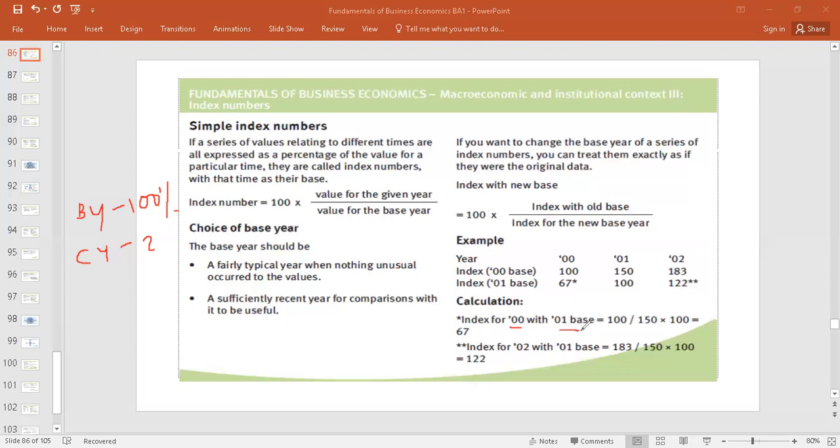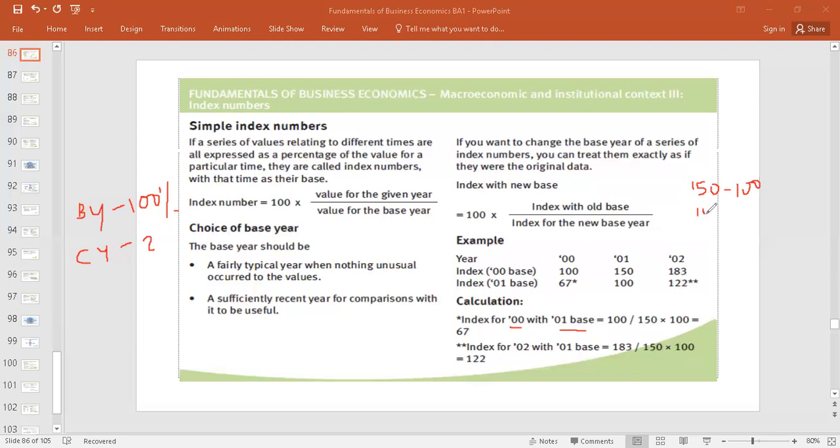So if 150 is the base, this one, 150 is 100%. So 00 is 100. Base is always denoted as 100. The new change, whatever that is, that is also 100. So 100 is what percentage? So that is the logic.